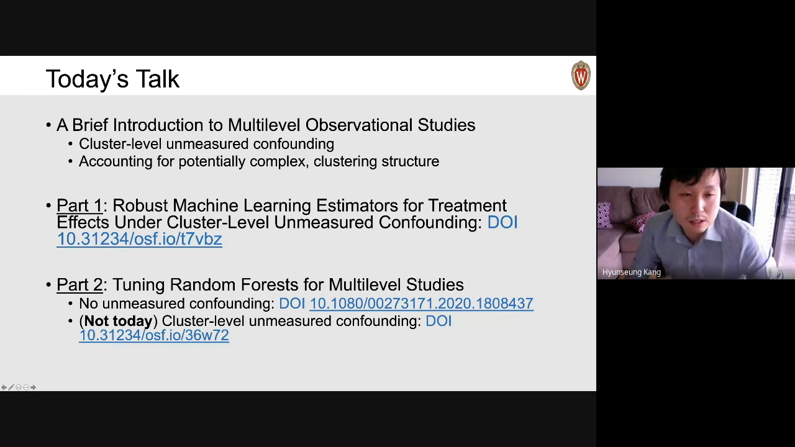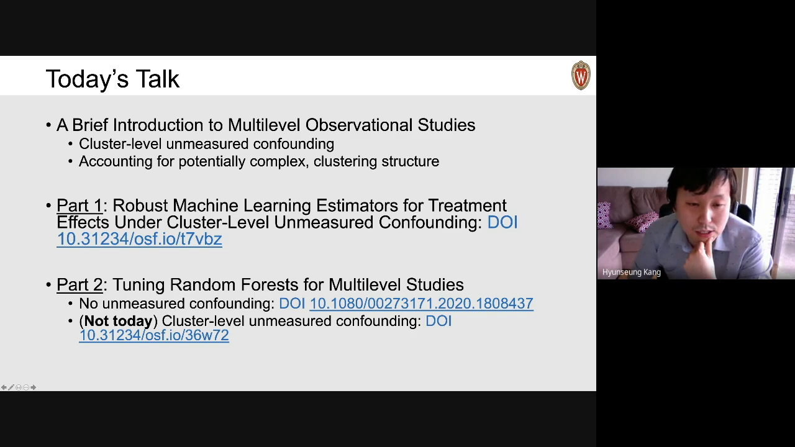So the first one will be developing machine learning estimators for treatment effects when there are cluster level unmeasured variables. So you have unmeasured variables. It's not in your data set, but it's left unmeasured. And so you want to be robust against that and to still be able to consistently estimate treatment effects in that setting. And so part one of the talk will be on that.